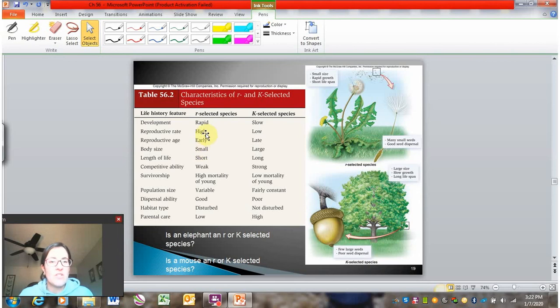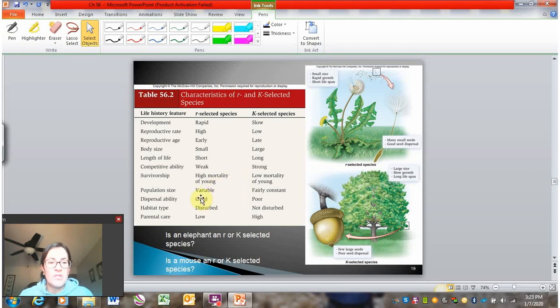They generally are sexually mature very early. They have a small body size, a short lifespan. They don't have very good competitive ability, as we were saying before. They tend to have a high mortality rate in the young, so that's a type 3 survivorship curve. Their population size is highly variable. It can be very high and then drop to very low and then go back to high and go very low. So it's going through these dramatic ups and downs.